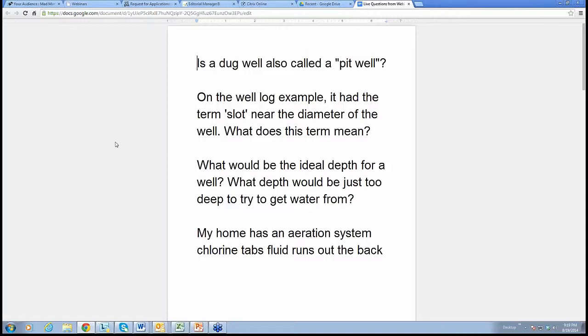Now, the last question here: my home has an aeration system, chlorine tabs, fluid runs out the back. I don't understand the question, to be honest. If you're putting regular chlorine tabs in your well because that's what's required, I'm not sure what it means by fluid running out the back. If you want to give us a call or send us an email, we can follow up and try to answer your question. I apologize, but I'm not that familiar with the treatment side of things. We have a lab here, and I rely on those guys, and because this is an evening event, they're not here with me tonight, so my best bet is to get back to you if you're willing to send us some more information.